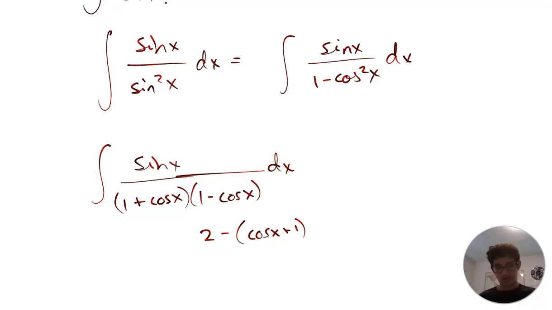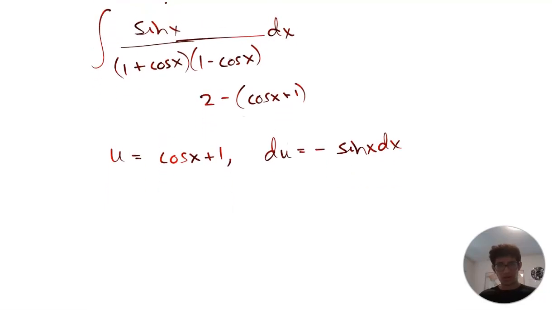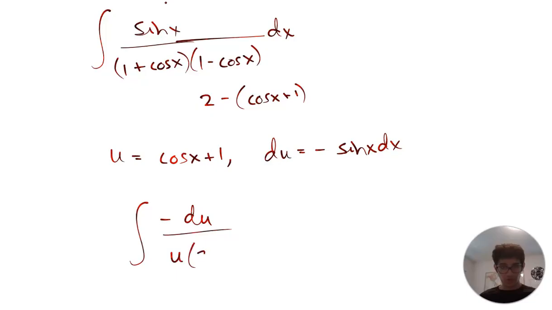And then the other nice part is that the derivative of that is sine x dx, which is exactly what we want, right? So u equals cosine x plus 1, and then, well, actually, no, not quite. du is equal to negative sine x dx. So that's the only thing to be careful of here. But it's actually not going to be that bad. Anyway, let's go in with this now. So if this is u, we just have negative du over u times (2 minus u), but then this just becomes du over u times (u minus 2), right?